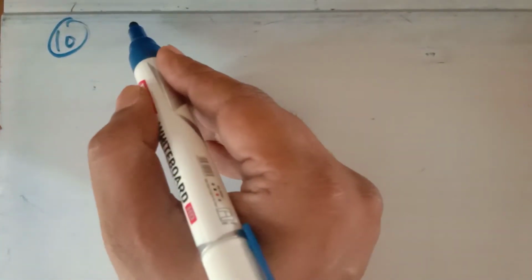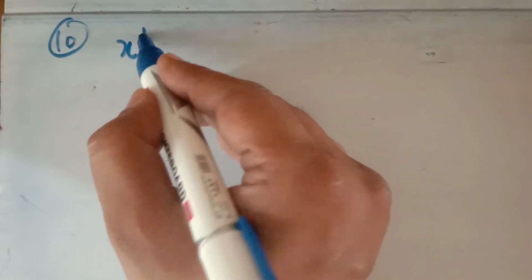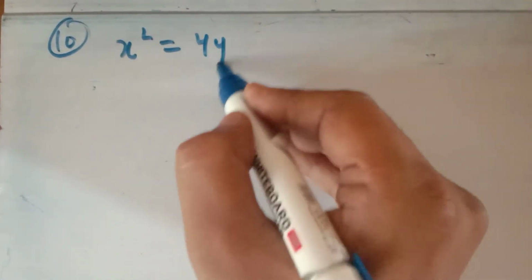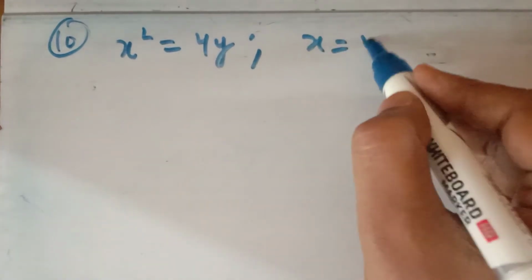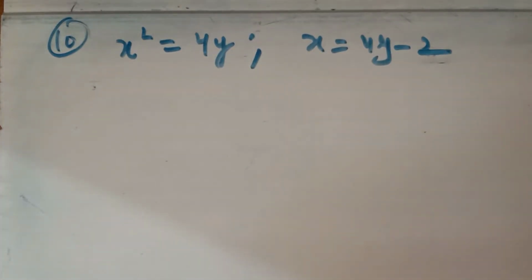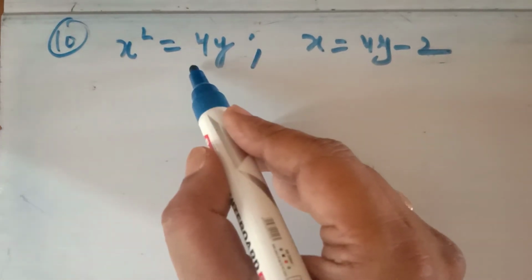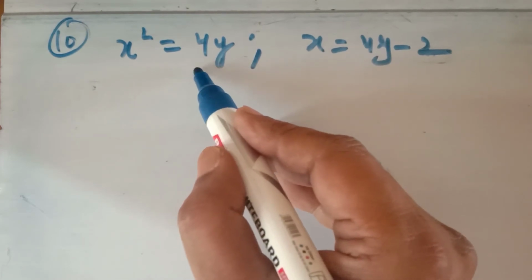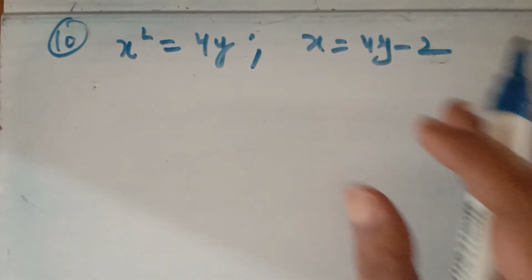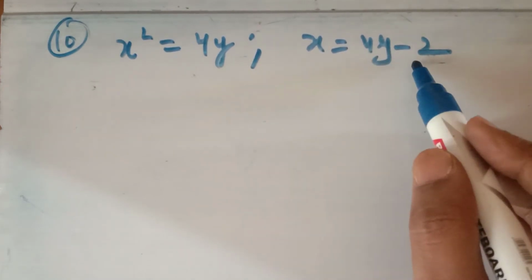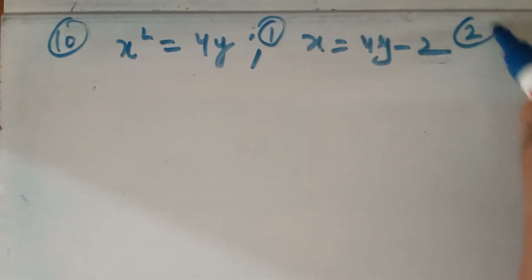Again, the two curves are given, and you have to find the area bounded by these two curves. Question number 10: find the area bounded by x² = 4y and x = 4y − 2. As usual, first see what these two curves denote. The first curve is a vertical parabola symmetrical about the y-axis, and the second is a straight line not passing through the origin, because it does not satisfy (0, 0).